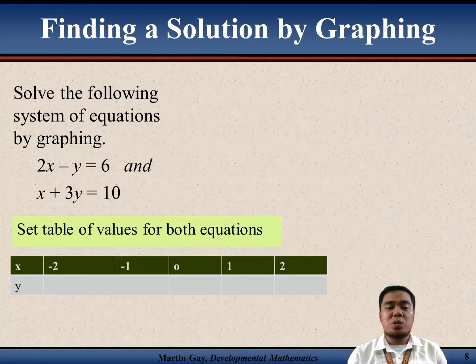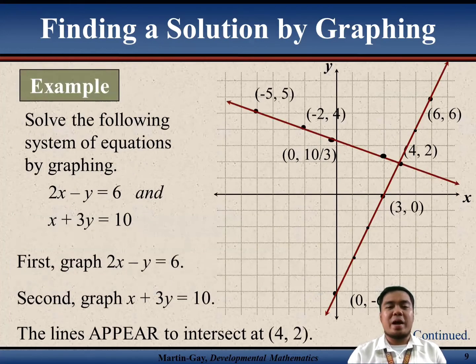I am going to use that to find the values of y in the two equations for me to be able to graph. I know you're very good with that already. So this is the graph that we have done for 2x minus y is equal to 6 and x plus 3y is equal to 10.